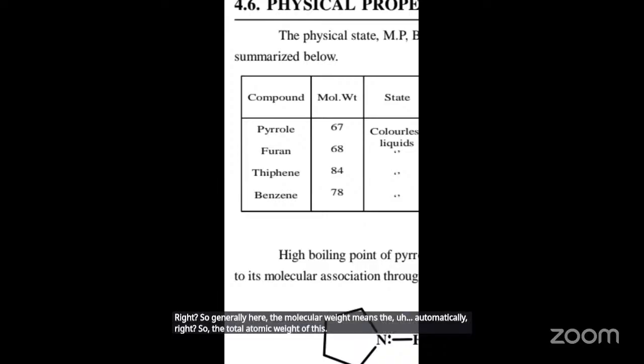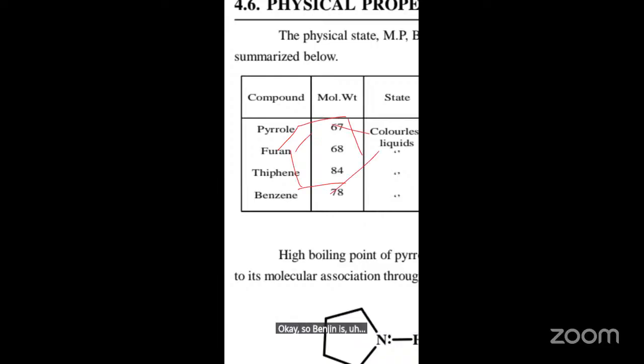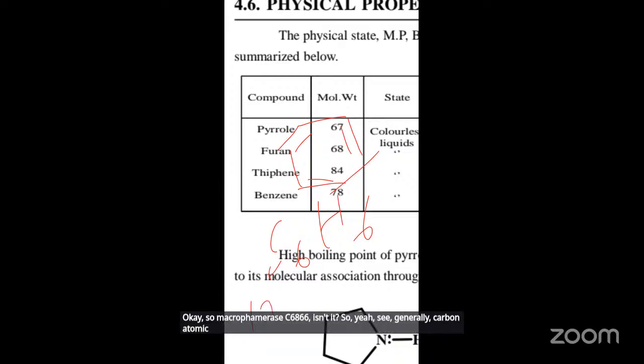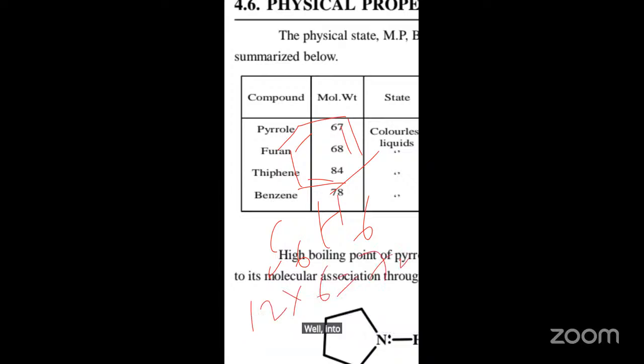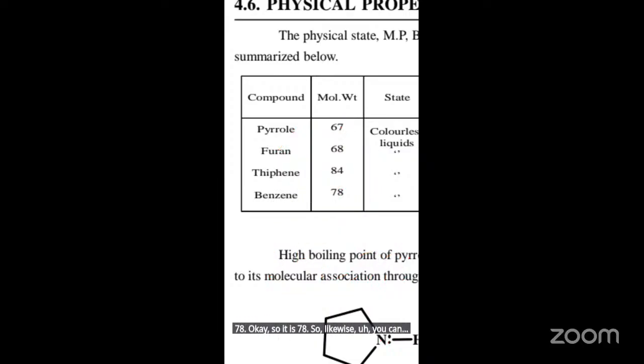For example, if you take benzene, the molecular formula is C6H6, isn't it? Here the carbon atomic weight is 12. 12 into 6 is 72, and 6 hydrogens, so total 78. Likewise, you can calculate the molecular weight of pyrrole.